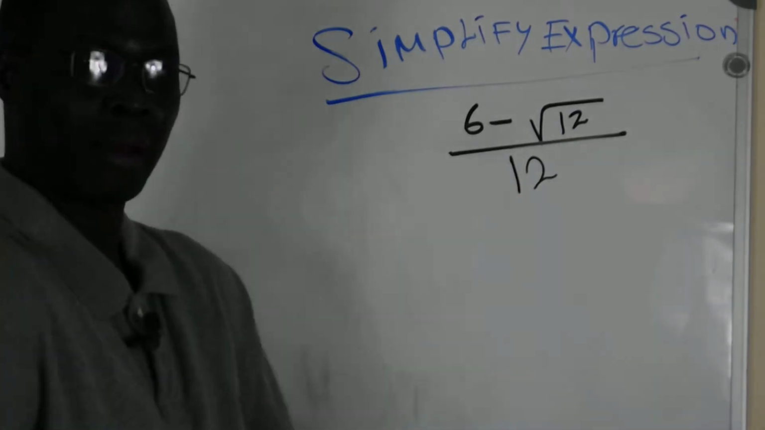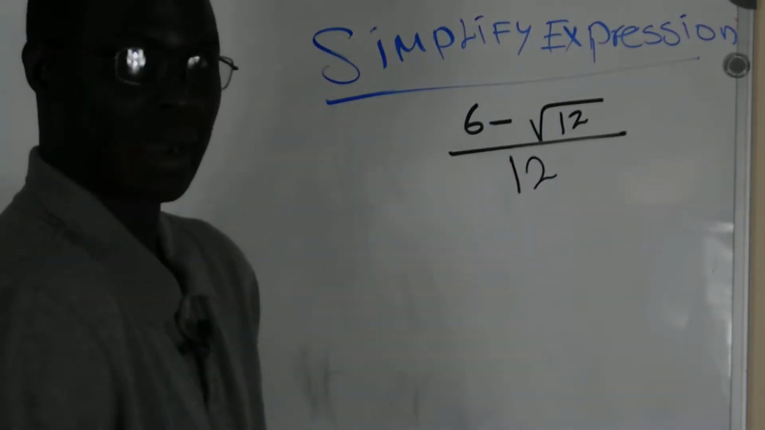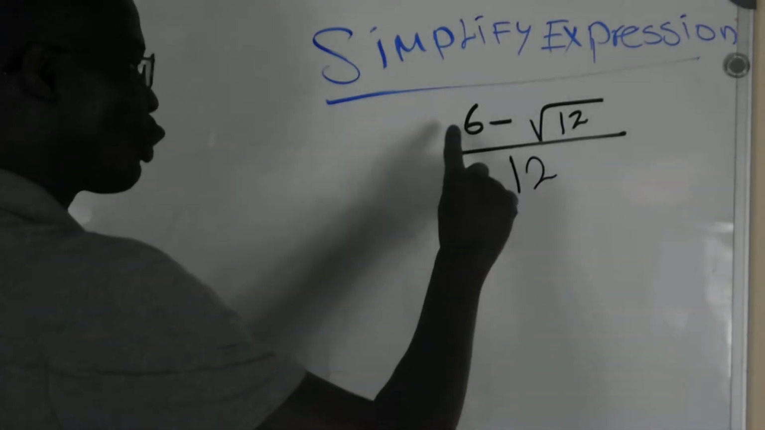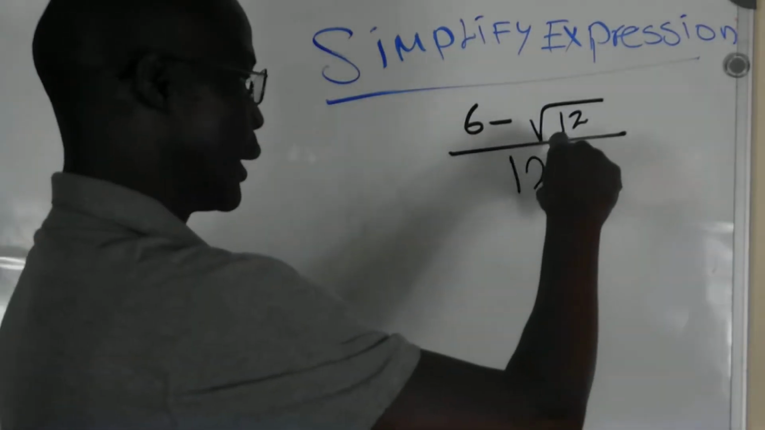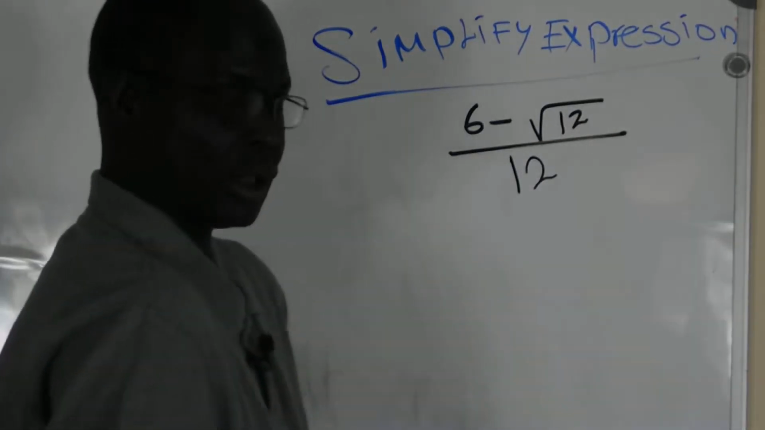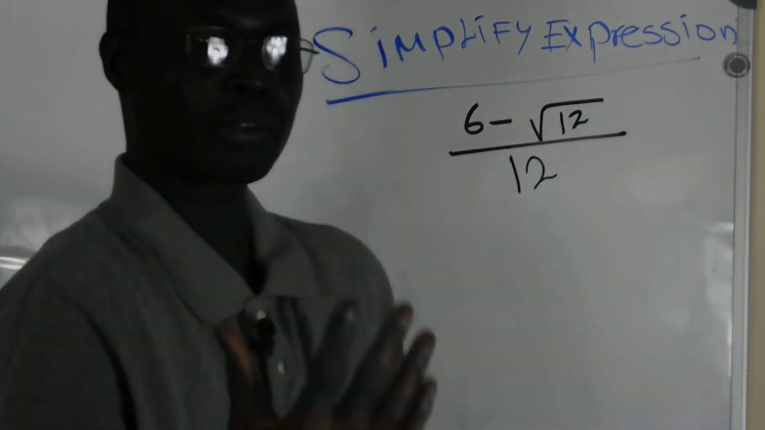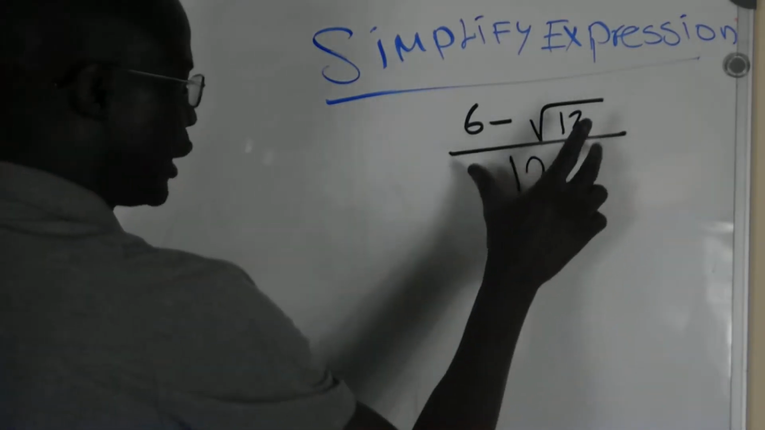If you have an example like this one, how do you simplify? This is the question here, and that's what we're trying to do. So you have 6 minus the root of 12, and all of these are divided by 12. That's the one we have to make sure of.